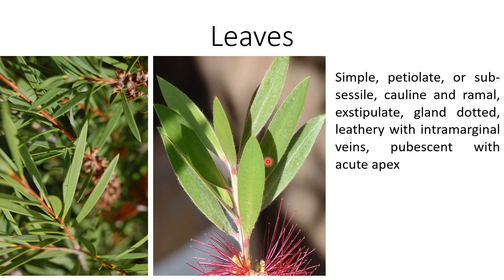Then it is gland dotted. Throughout the leaves small glands are there, because of which the leaves are considered gland dotted. They are leathery. Due to the presence of small white colored trichomes, whenever you touch this leaf it gives a leathery feel. Then it is pubescent. Why is this called pubescent? Because of the presence of trichomes, of hairs. It has an acute apex. The angle of the apex is less than 90 degrees, so this is called acute apex.